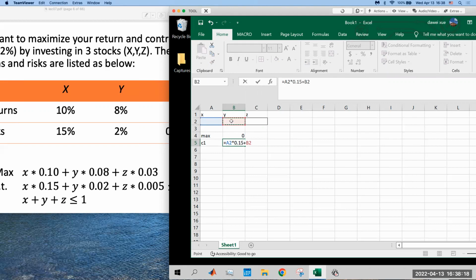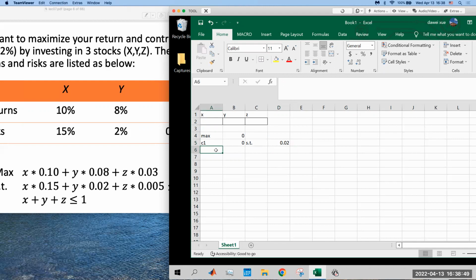So you tap the agent cell, A2, times 15, plus the agent cell for Y times 0.2, plus the agent cell for this one times 0.005. And we also want to make sure this value is less than, subject to, 0.02. Okay, so that's the constraint value.